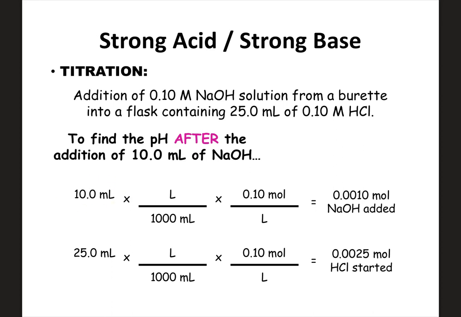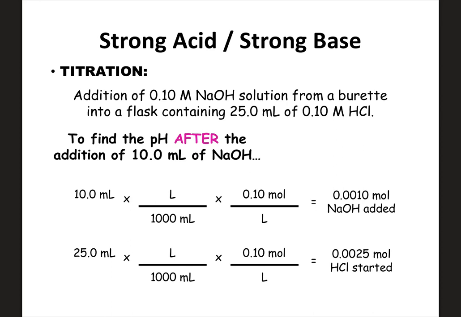So again, pretty easy conversion here. Start with the milliliters for each. There's 1,000 milliliters for every liter. You know the concentration for each. Get your liters to cancel. So you know the number of moles here of NaOH that you added and the moles of HCl you started with. The good news is you might need the moles of HCl you started with maybe in another part of the problem, but you've already done that calculation here, so you would have it.